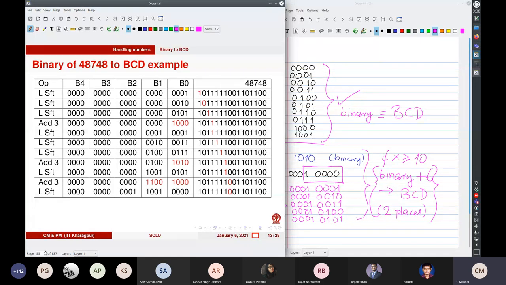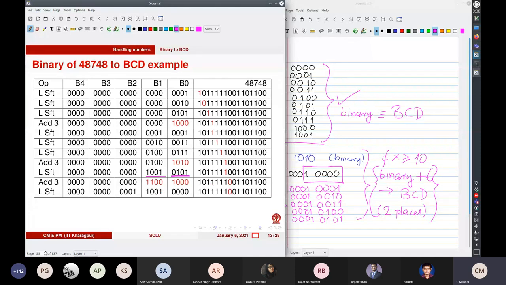So the next bit that we shift is 0. This is the next bit. First we add 3 over here and also over here, because this is also greater than or equal to 5. You introduce the correction at both these places and then you shift. All right. So this is the resulting number.